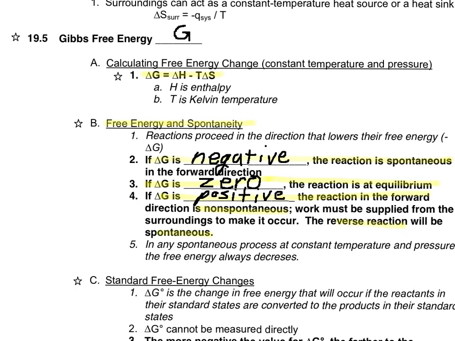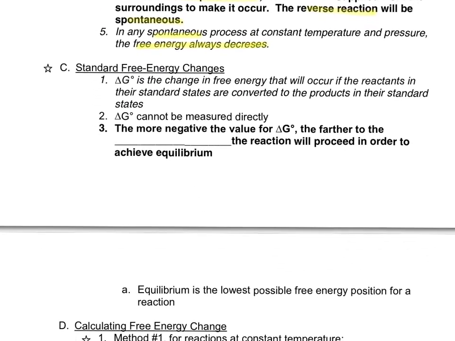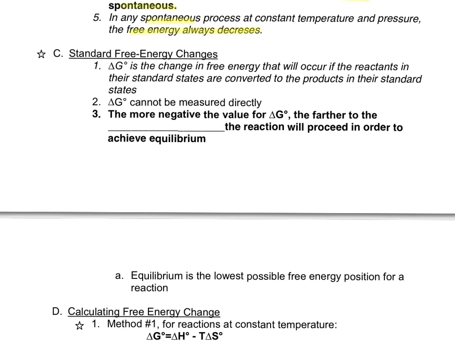Another way of saying this is if you have a spontaneous reaction, its free energy is decreasing, so its change in free energy is always going to be negative. Just like entropy and enthalpy had a standard entropy and standard enthalpy, there's also going to be a standard free energy. It's the free energy of a substance in its standard state, 25 degrees Celsius, 1 atm. And just like with entropy and enthalpy, it's really hard to measure change in free energy directly. Instead, we measure change in free energy for an entire reaction.